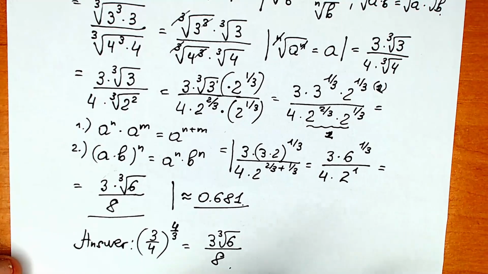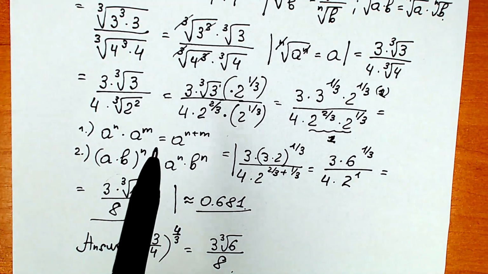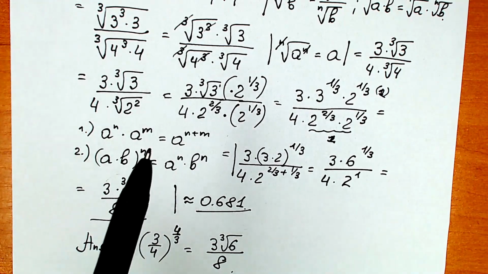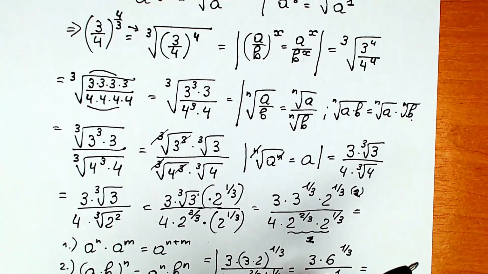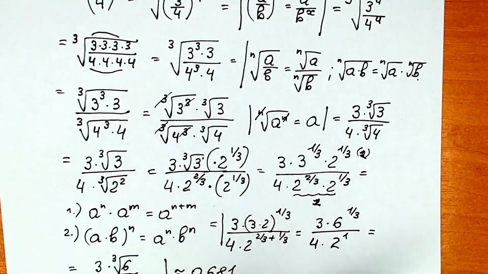I solved it step by step. I wanted you to learn this, to remember these properties: first, second, and right here we have third, fourth, fifth. So as you can see, seven properties. So I hope you understand it.